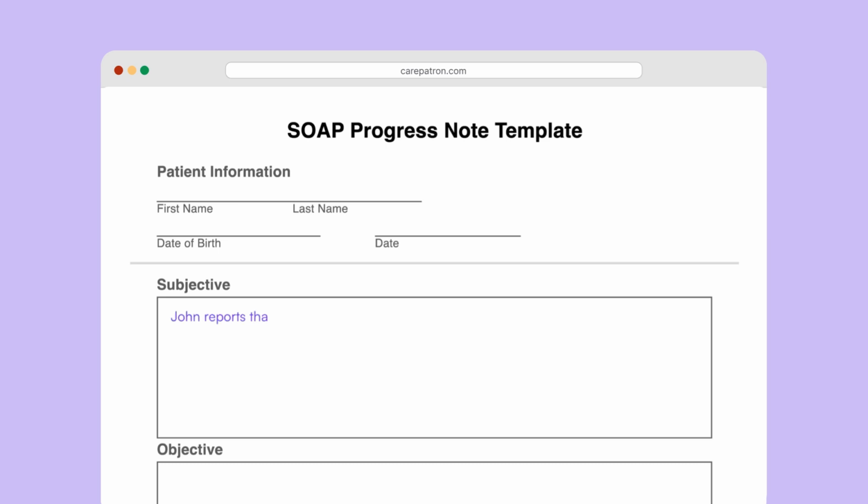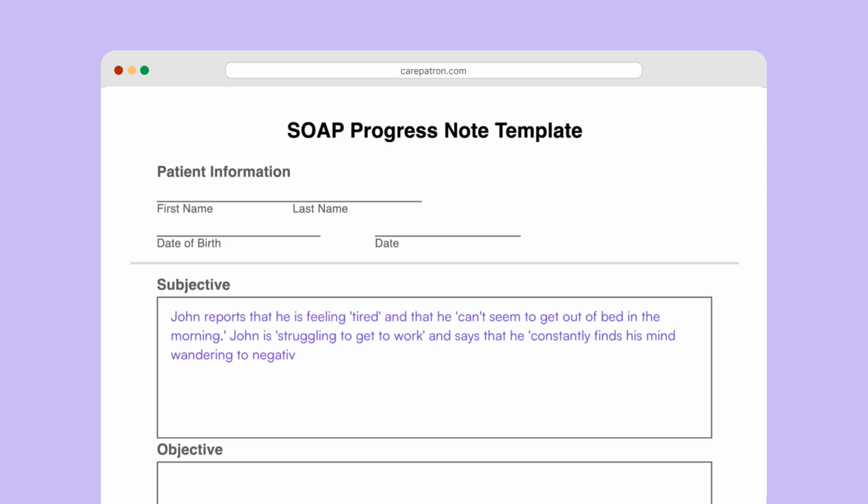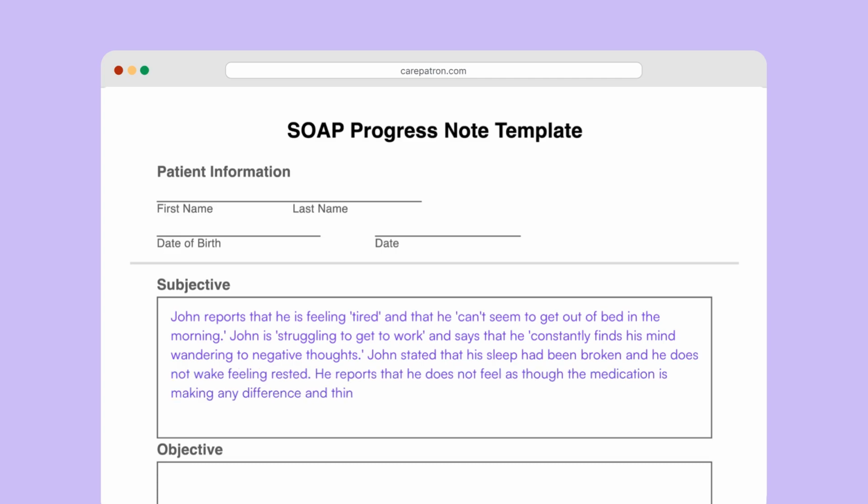Subjective. John reports that he is feeling tired and that he can't seem to get out of bed in the morning. John is struggling to get to work and says that he constantly finds his mind wandering to negative thoughts.